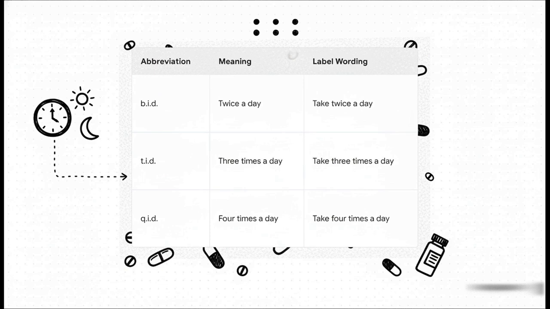We've got b.i.d, which is twice a day. Then there's t.i.d for 3 times a day, and q.i.d for 4 times a day. As you can see, what goes on the final label is a direct, easy-to-understand translation. The key thing to remember here is that these abbreviations just tell you the total number of times per day, not the specific times of day.